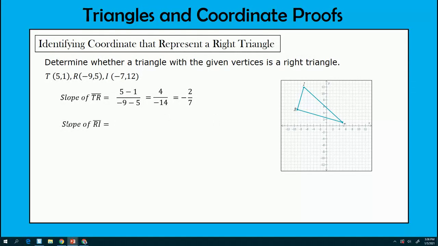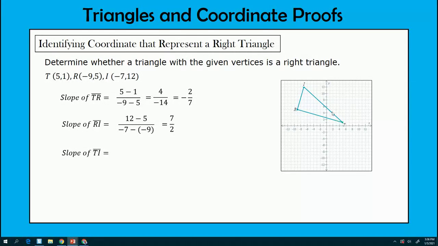Now find the slope of RI or IR. And again, if you have a graph, you could count. If you don't have a graph, you can always just do the old difference in the y's over difference in x's. So R and I: 12 minus 5, negative 7 minus negative 9. That would give me 7 over 2, because this would be a plus negative 5. So 12 plus negative 5 is 7, and negative 7 plus a positive 9 is 2. So the slope of RI is 7 over 2.